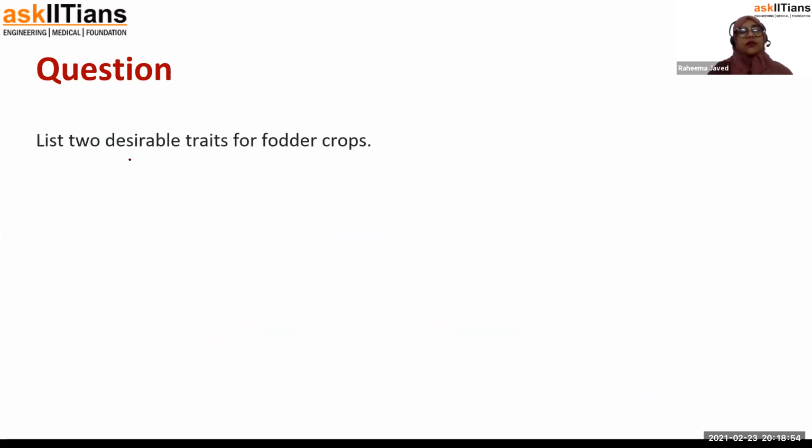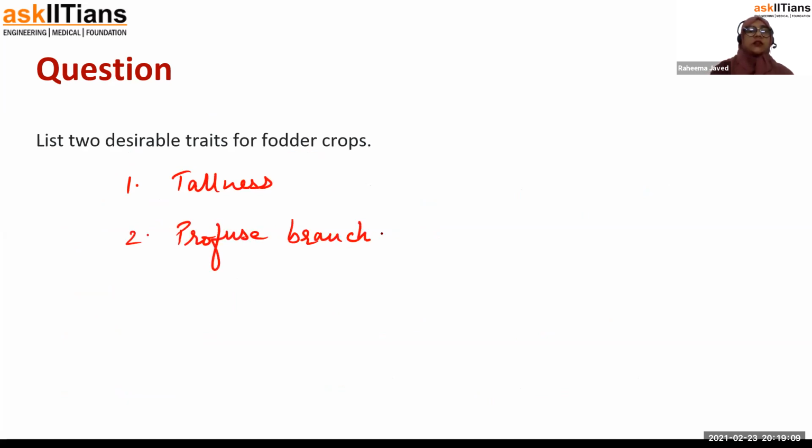So you have to list two desirable traits for fodder crops. So first, for the fodder crops, first is tallness, and the second is profuse branching. Branching that is going in every direction. That is very good for fodder crops. And if you're probably thinking about the cereal crops, then it was dwarfness. Dwarfness means short plants. The size should be short.